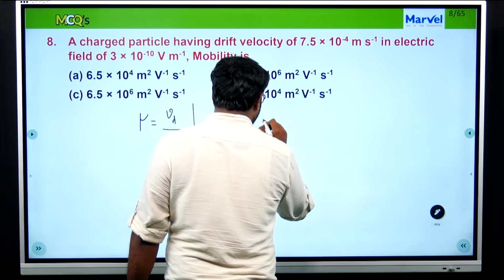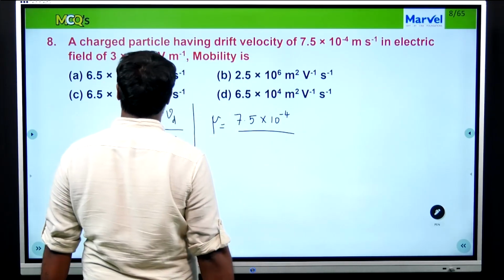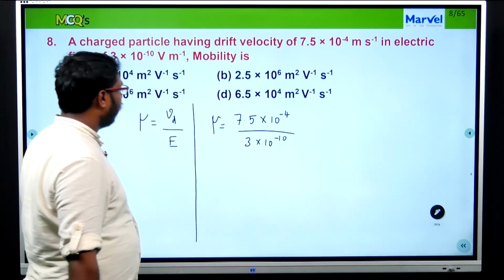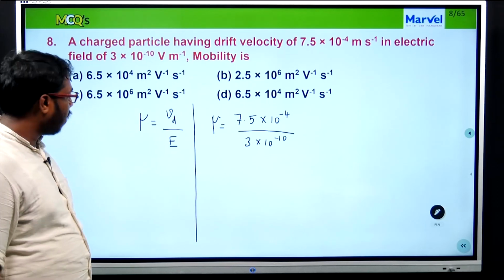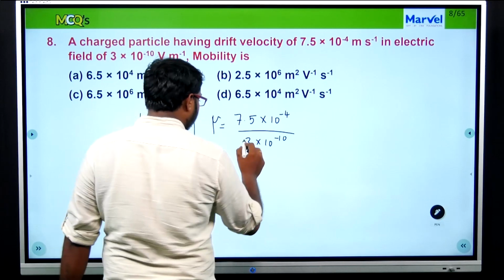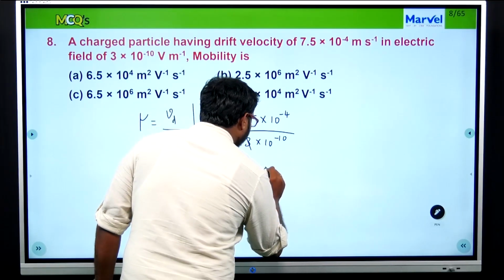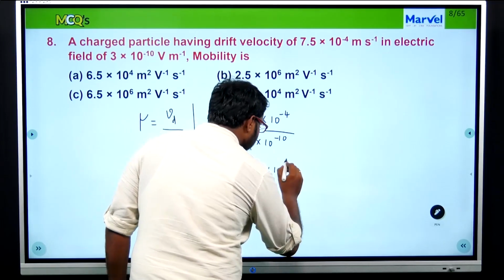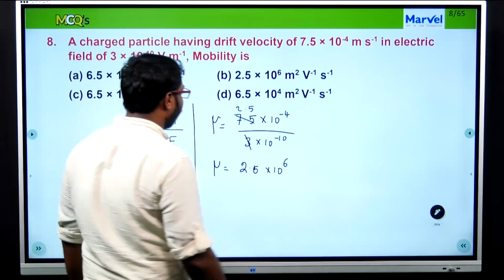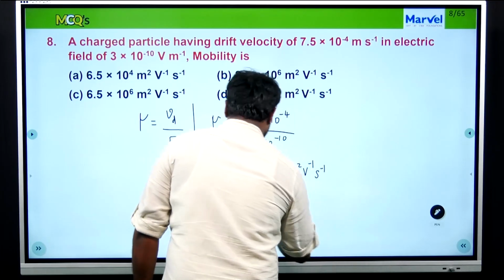7.5 × 10^-4 divided by, what's the electric field in here? 3 × 10^-10. So now let me cancel the whole thing. What will I get? 2.5. So 2.5 × 10^6 is what we get, and the unit is already given to you in the question. It is meter square volt inverse second inverse.